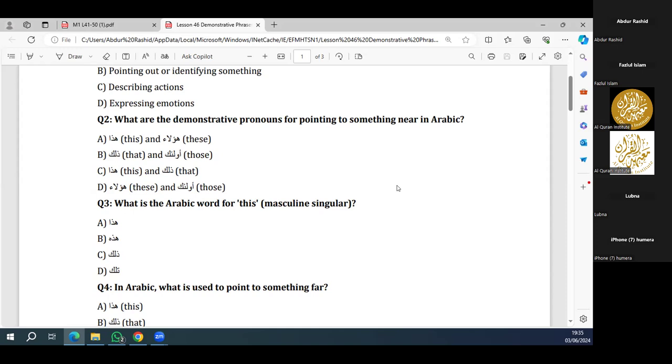Good. Third one is someone new, somebody, please. Demonstrative phrase. We have just done Ismul Ishara, pointing. Done. Third one, please. There are four, we said. Genitive phrase, jar majrur.